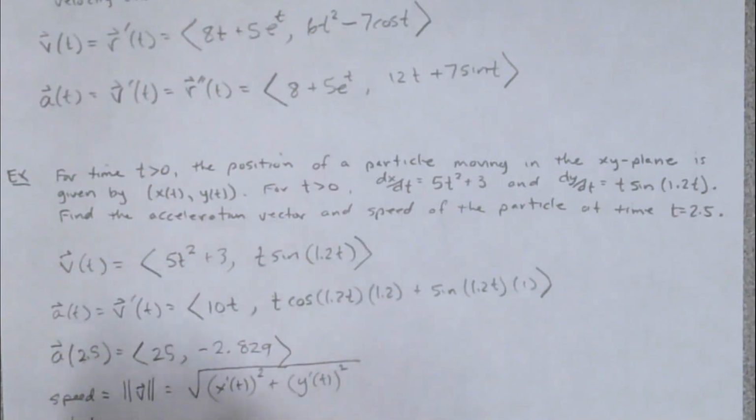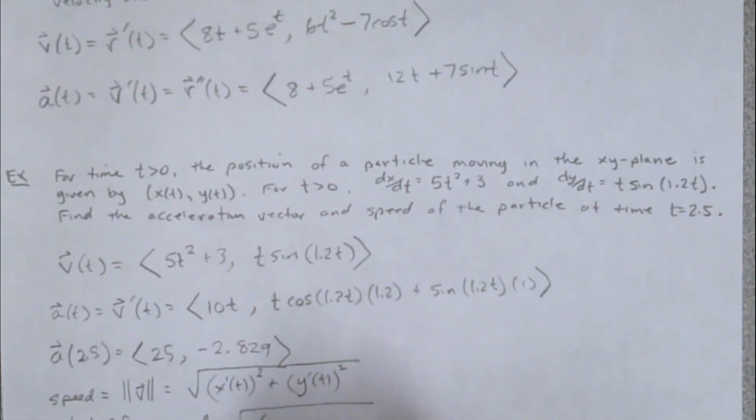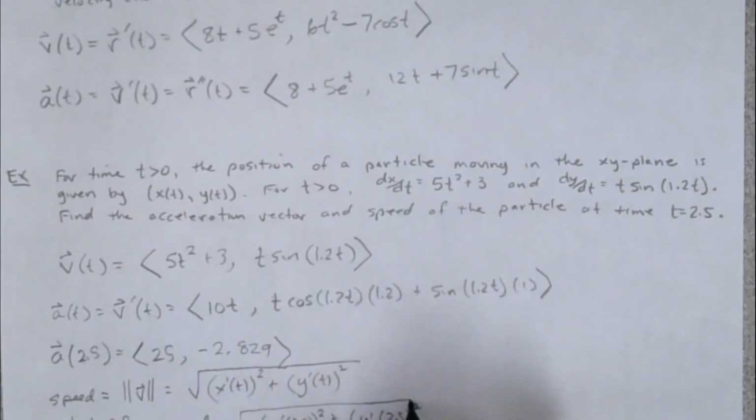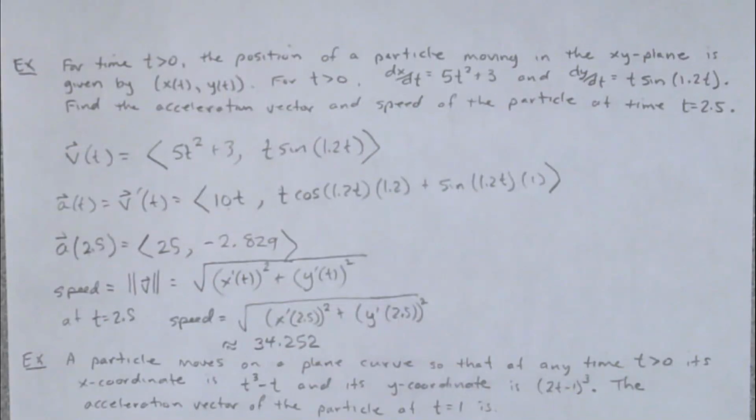So at t equals 2.5, my speed is going to be the square root of x prime of 2.5 squared plus y prime of 2.5 squared. And then we can use our calculator and find an approximate value for this. So just plug 2.5 into each of these things up in here, and get this value. So double check the math, make sure I did all those right when you plug it in.